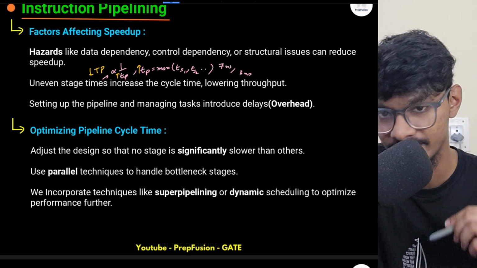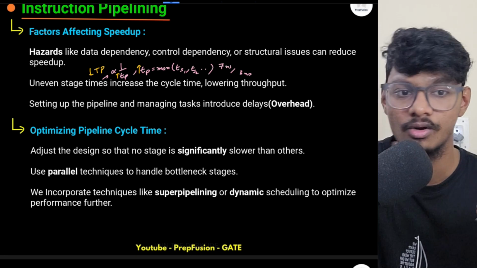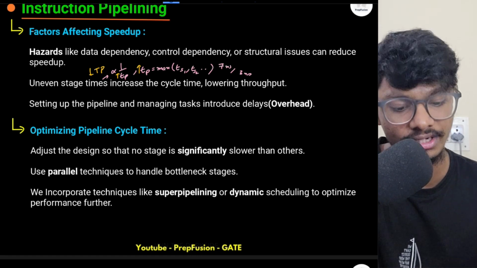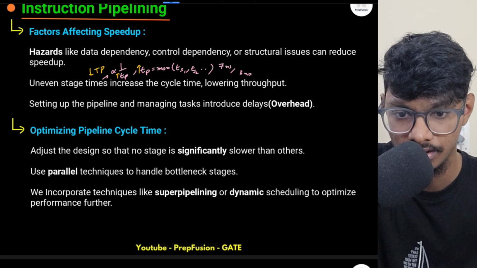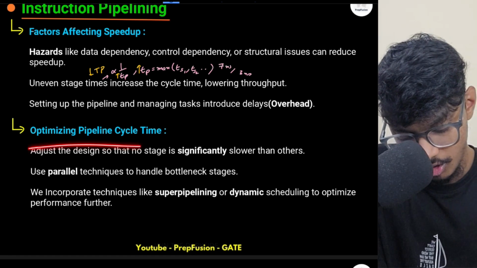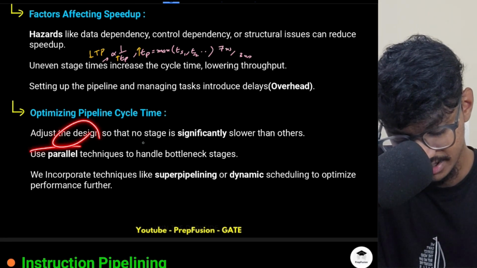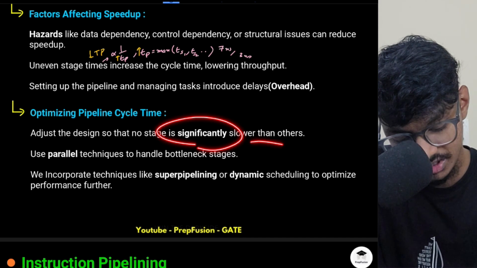Everything has some advantage and disadvantage. It depends on what advantages you want and what disadvantages you don't want. Then you choose that particular architecture. How do you optimize? Adjust the design so that no stage is significantly slower than the others.